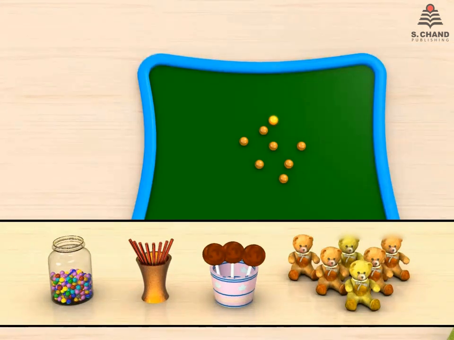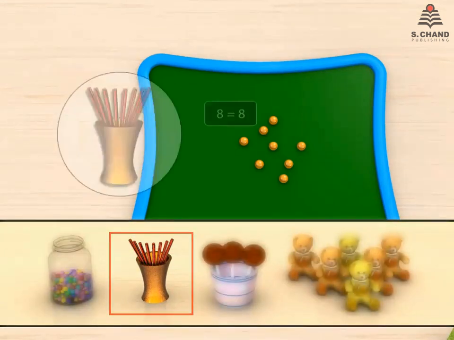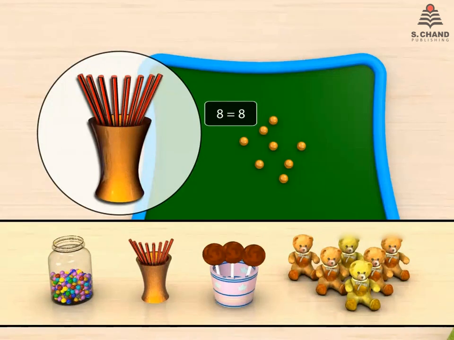There are 1, 2, 3, 4, 5, 6, 7, 8 marbles. And there are 1, 2, 3, 4, 5, 6, 7, 8 pencils. So the number of pencils is equal to the number of marbles.